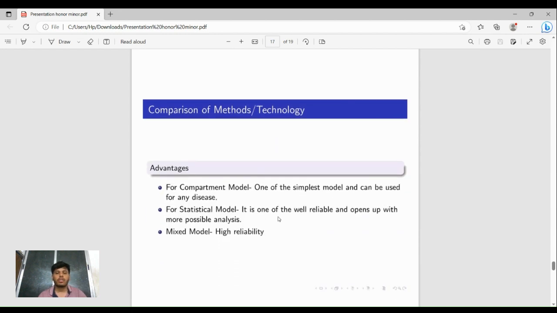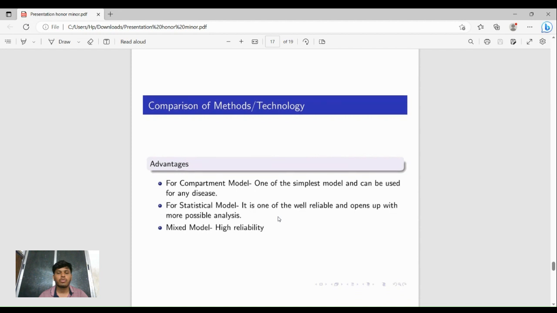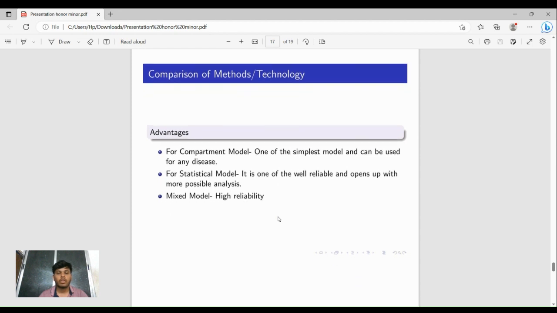Comparison of methods and technology. In that we can say the advantages of the models: the compartment model is one of the simplest models and can be used for any disease. The statistical model is well reliable and opens up more possible analysis. The mixed model is highly reliable.